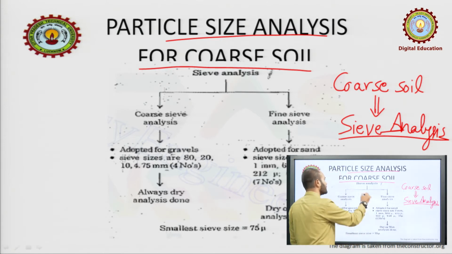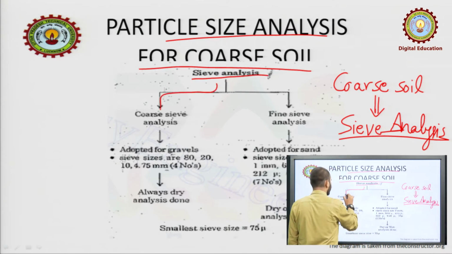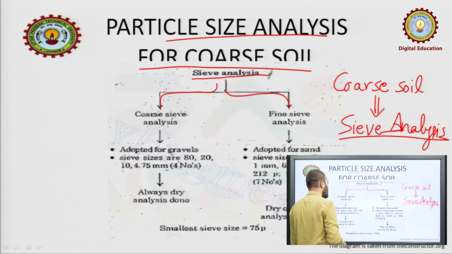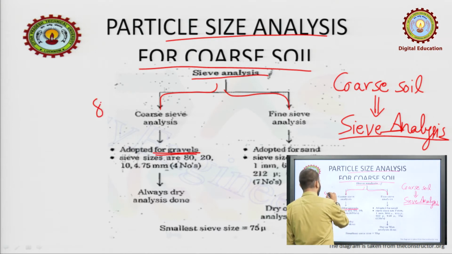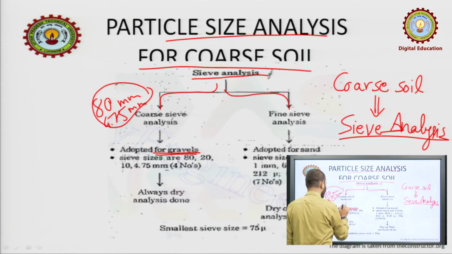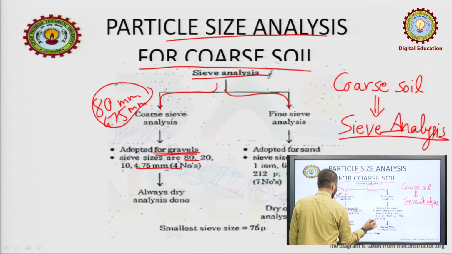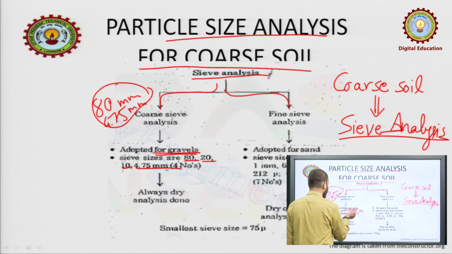Now, this sieve analysis may be either coarse sieve or fine sieve. What is coarse sieve? Coarse sieve is mainly adopted for the gravels. Remember, this is for gravels. Since gravel is from 80 mm to 4.75 mm, the sieves which we will be using will be from 80 mm to 4.75 mm, with 20 and 10 mm included. This is the coarse sieve analysis, always done dry.